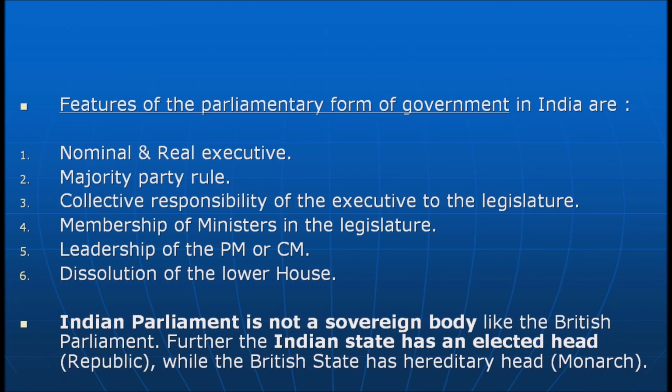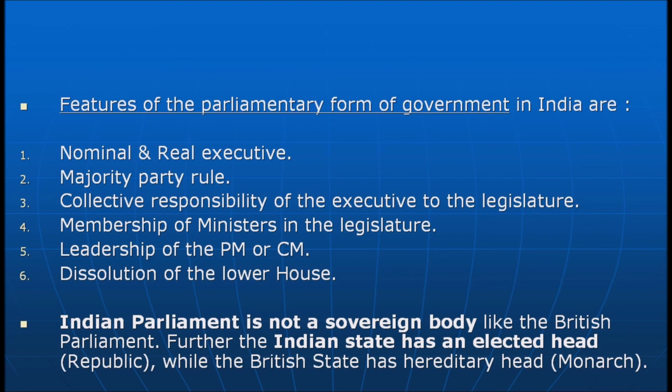Now, the Indian state has an elected head. That's why India is called a Republic. So our president, who is the elected head of our country, is elected by our representatives, that is the members of the parliament and the legislatures. While if we take the example of Britain, there is a hereditary head there. Okay, so it is a form of monarchy.